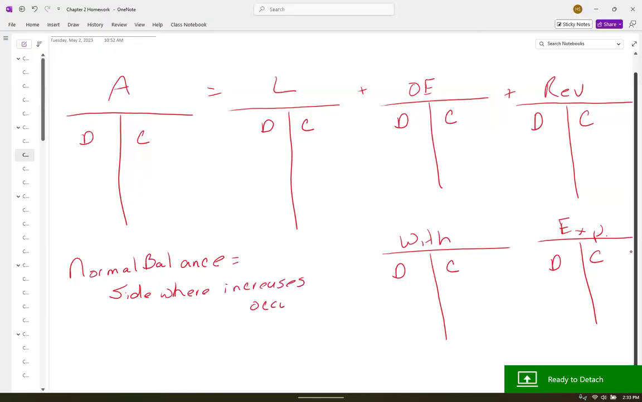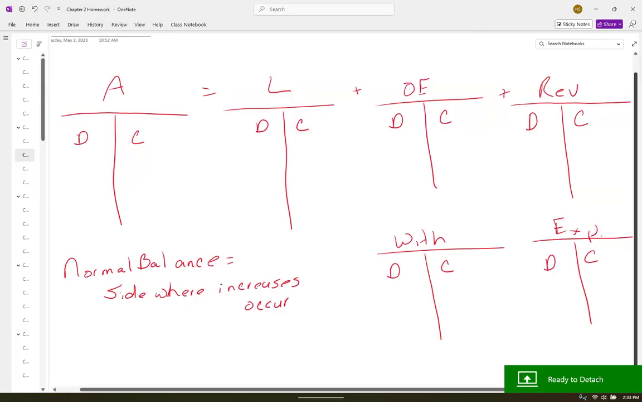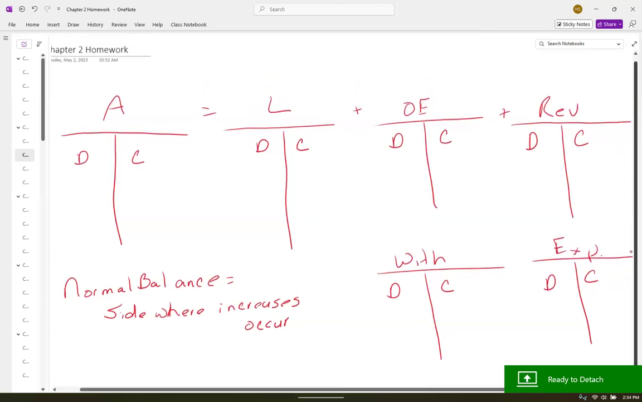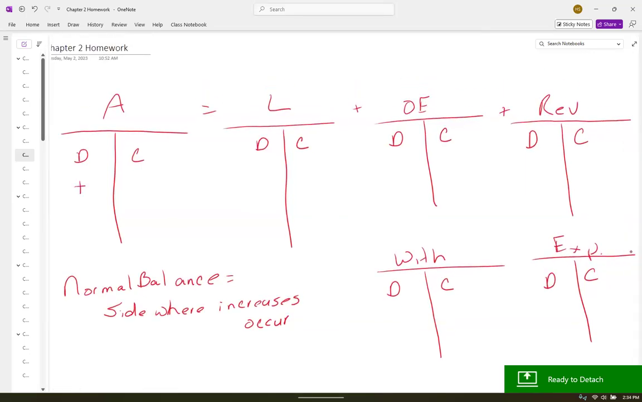Okay. The side where increases occur. All right. So I'm going to do assets and we're going to kind of walk through the rest of them, just basic terminology and kind of reasoning it out. All right. Assets will always have a normal debit balance.